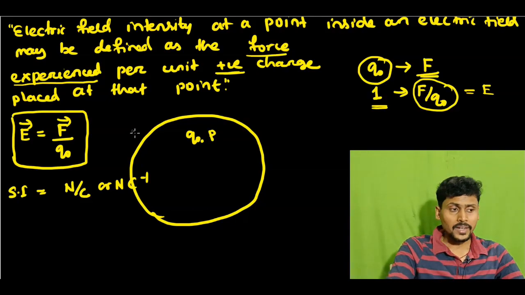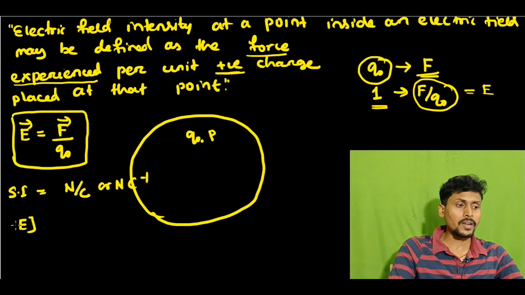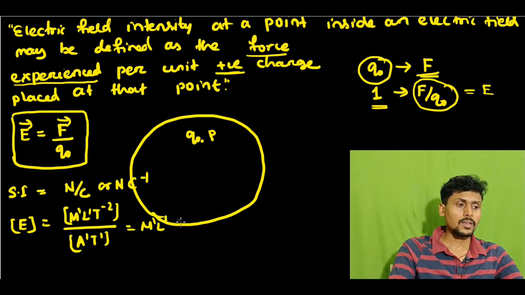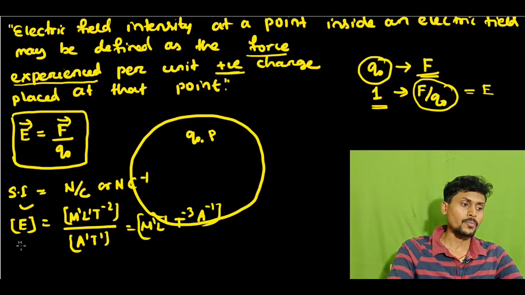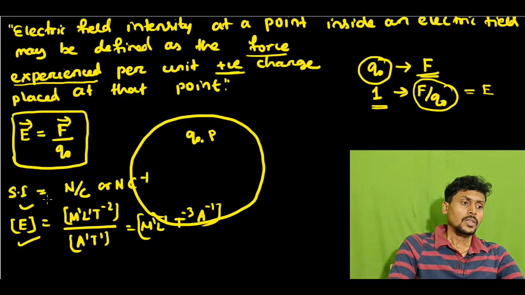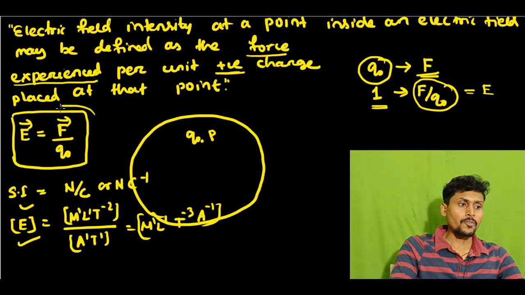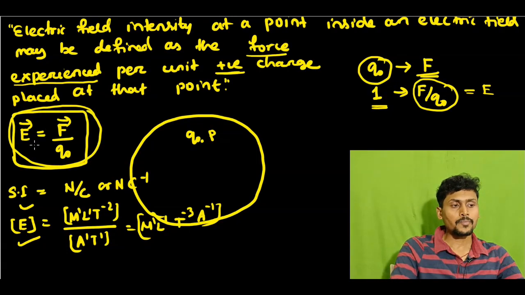And what is the dimension of electric field intensity? The dimension of electric field intensity will be the dimension of force, which is M1 L1 T minus 2, divided by the dimension of charge, which is A1 T1. So that is equal to M1 L1 T to the power minus 3 A to the power minus 1. This is the dimensional formula for electric field intensity. So remember these two important points, the unit of electric field intensity and the dimension. Now, this is the basic formula for electric field intensity, and you can see that electric field is a vector quantity. So here we have force.